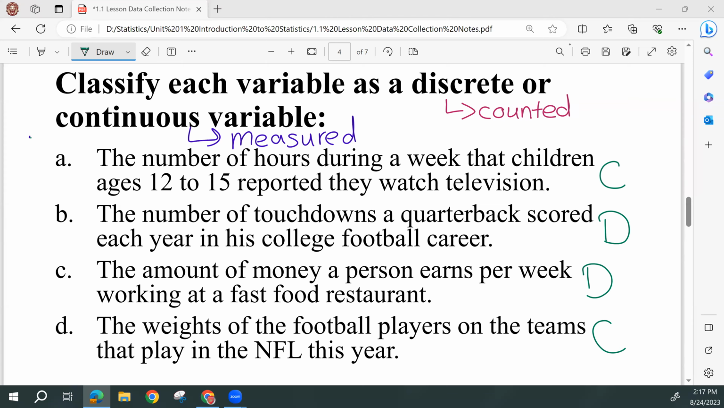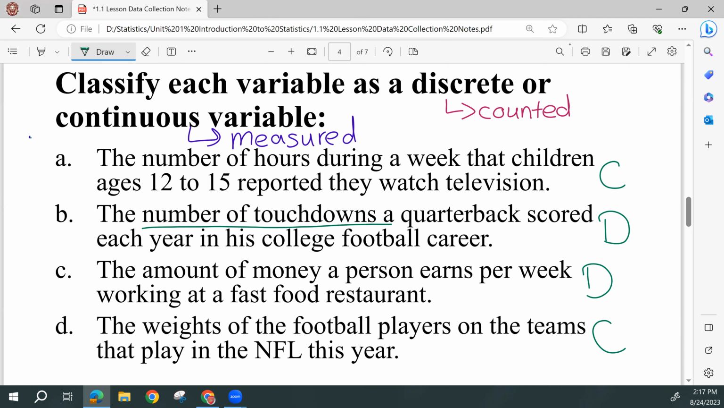So check your answers here. I use the letter C for continuous and the letter D for discrete. If you want to clarify at all, please do ask me. The two that are discrete are examples of things we can count. We can count the number of touchdowns a quarterback scored in a year. They're not fractional. They're not decimals. We can actually count them up.